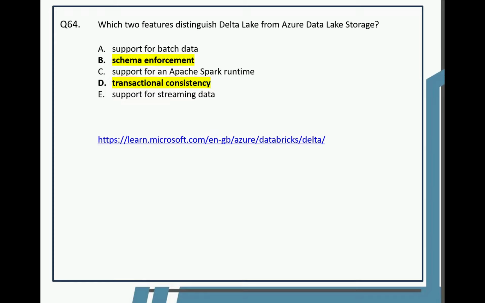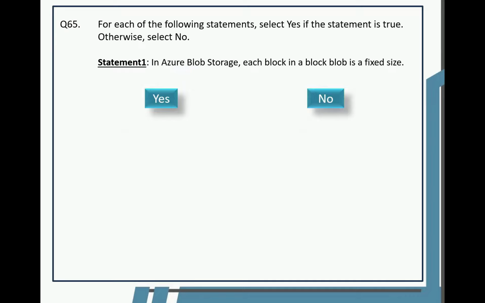Go through the link on your screen to read more about Delta Lake if you were not familiar with the concept already. Now, friends, in question 65, we are going to look at a series of statements which are focused on Azure Blob Storage. The first statement is, in Azure Blob Storage, each block in a block blob is a fixed size. Friends, each block has a maximum size limit, but blocks are not required to be the same size. You can upload blocks of different sizes within allowed limits.